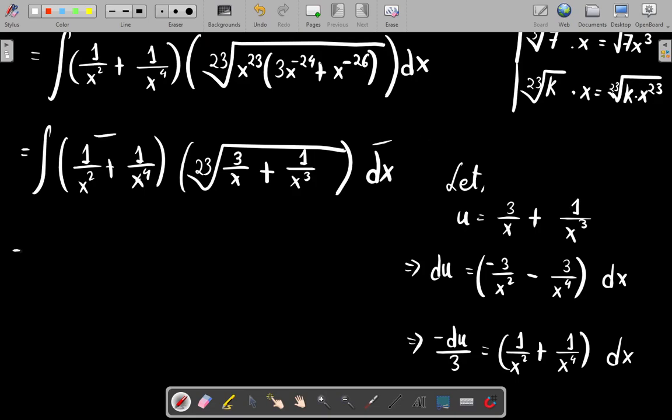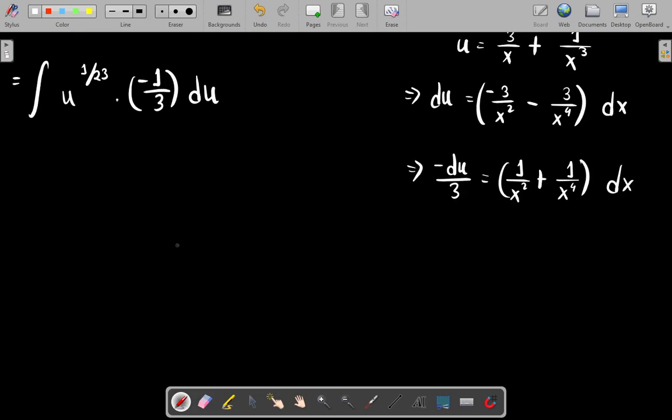Okay, so this has now changed to u raised to the power 1 upon 23 times minus 1 by 3 du, right? You can look carefully again in the right hand side. I have done the derivative here. You can pause the video and look carefully. I think it is all right, right? So this has now become very easy.